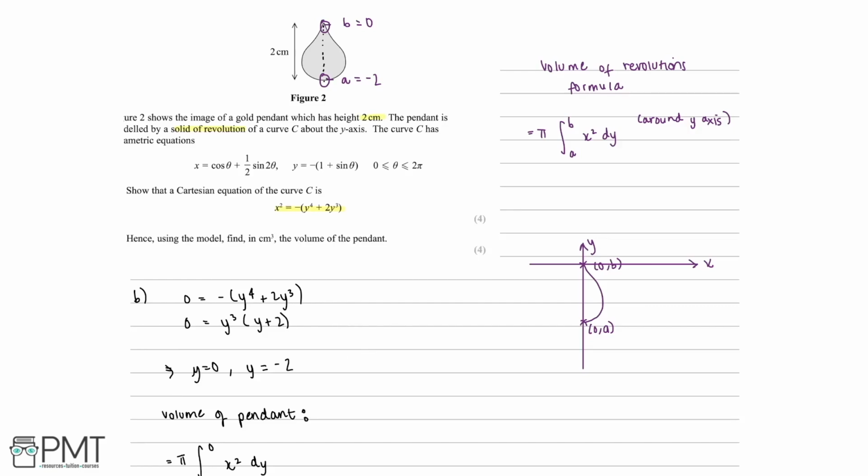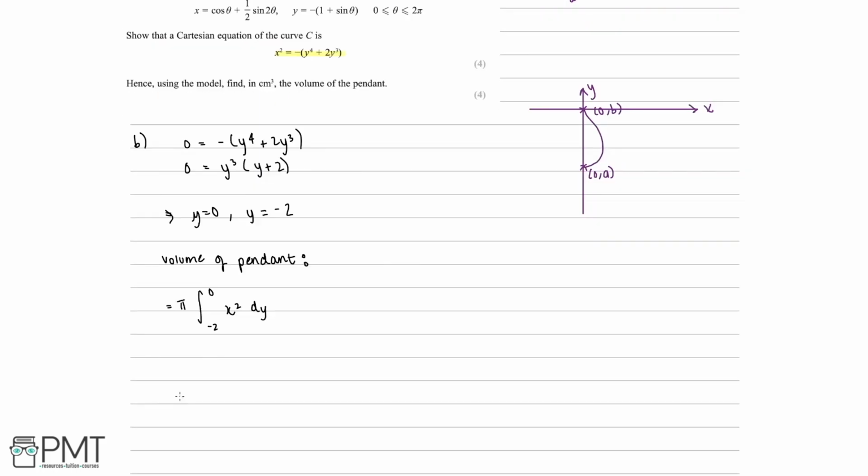So we can substitute in our Cartesian equation for x squared into our volume of revolution formula to give you pi times the integral between minus 2 and 0 of minus y to the power 4 plus 2y cubed. Now we can take the minus out of the integral to form minus pi times the integral between minus 2 and 0 of y to the power 4 plus 2y cubed with respect to y.